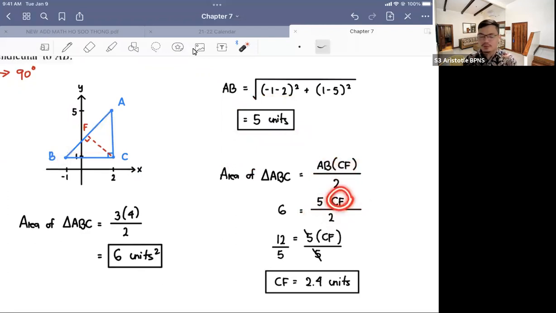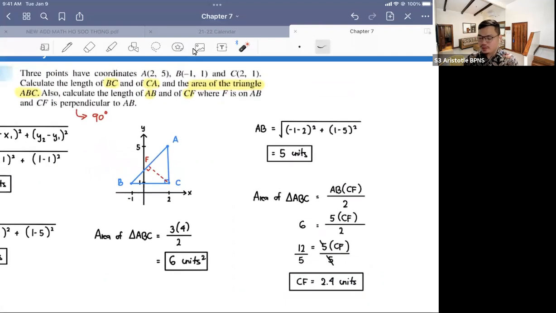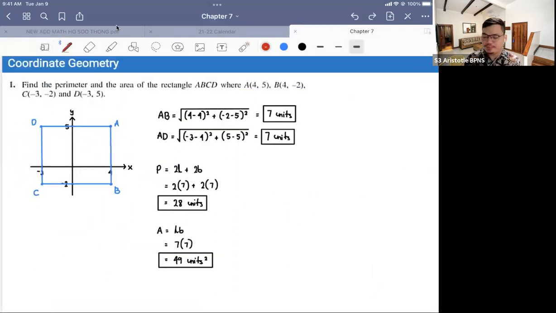Now, how do we solve for CF? CF is basically solving for x. So 6 times 2, you'll get 12, and then you get rid of 5 by dividing both sides by 5. Therefore, CF is equal to 2.4 units. So that's the length of line CF. Any question, class, on this one?